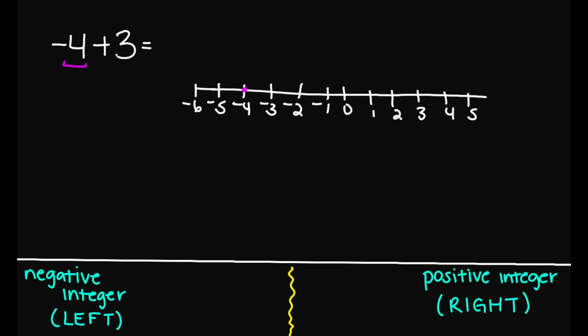And in this example here, I am adding a positive integer. So since I'm adding a positive integer, then I know I need to move to the right. So for my -4, we're moving to the right 3. So we have 1, 2, 3. It puts us right here at my -1. So your final answer here is going to be -1.